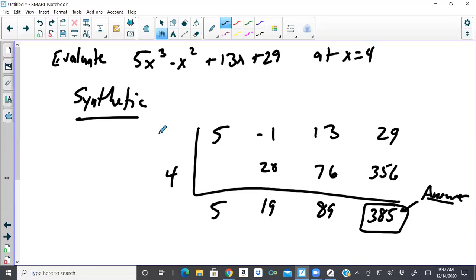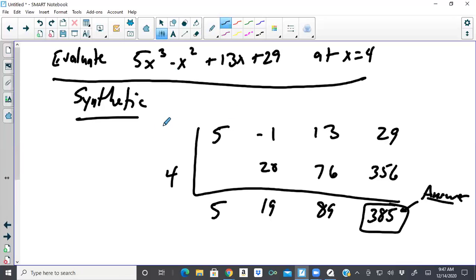Be prepared for some questions that look almost identical to this on your test on Friday, because I'm going to give you 1 or 2 of them. It's a really good way to test whether or not you understand synthetic division. All right. Does anyone have any questions about this part?